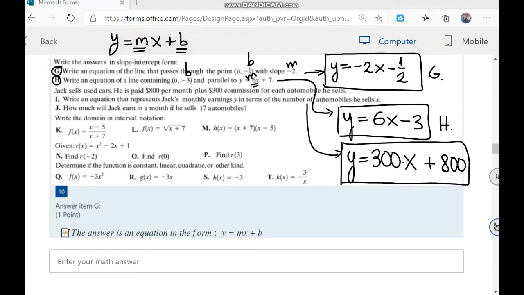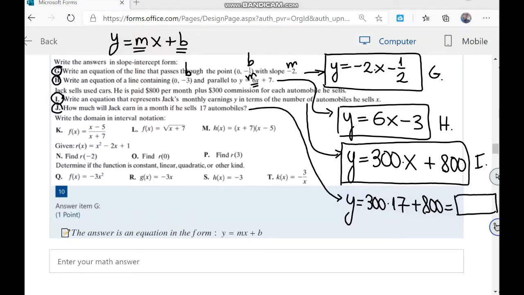Okay, this is letter I. For letter J, how much will Jack earn in a month if he sells 17 automobiles? I'm going to plug in 17 here. Y equals 300 times 17 plus 800. That's it. And then type in your calculator. I think the number here is going to be 5,900. That one you have to check out in your calculator. This is letter J. I think it's 5,900.